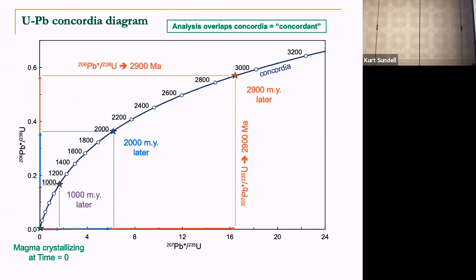Okay, so the way that this works in actuality, plotting things on it, is you have a crystal. It crystallizes in a magma, say at time 0. A billion years later, it's going to be here. A billion years after that, it's going to be here. A billion years after that, it's going to be here. It's just going to move up Concordia through time. And so each one of these is connecting ages that are equal on the x and the y axis.